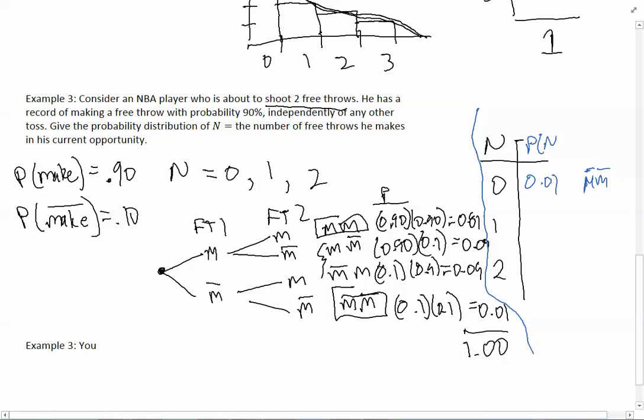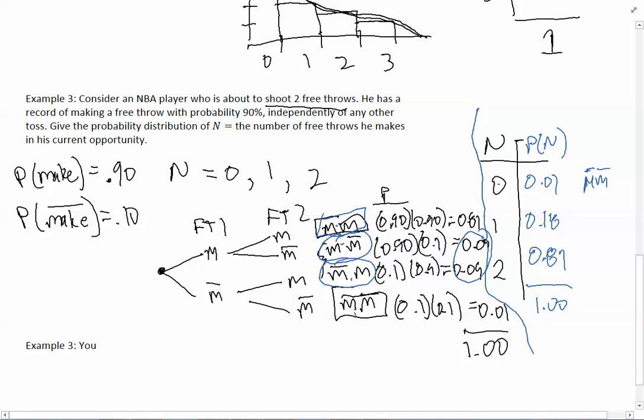So the probability of n to make one of them, that occurs in two potentially different ways. He makes the first, misses the second, or he misses the first and makes the second, and that's 9% for the first one and 9% for the second one. So there's a total of an 18% chance that he makes exactly one. It's either he makes the first one or he makes the second one, but not both. And then the probability that he makes both free throws, well, that's this event here, make, make, and that's 0.81. And now if you add these up, it should be apparent that this adds up to 1, because basically each one of these 4 outcomes gets bucketed into one of these 3 scenarios here.